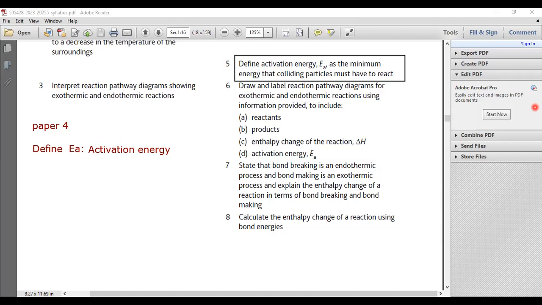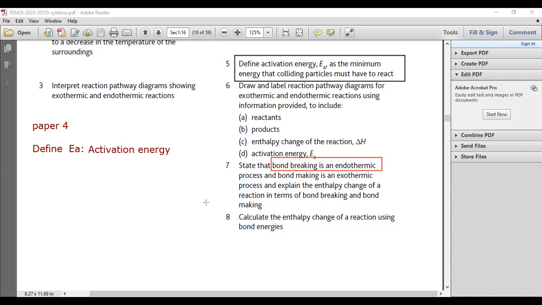Okay? As you see here, Mahmoud, can you read this part? Mahmoud, where's Mahmoud? Tariq, can you read? Bond breaking is? Yes, bond breaking is an endothermic process. And the bond making is? Exothermic process.